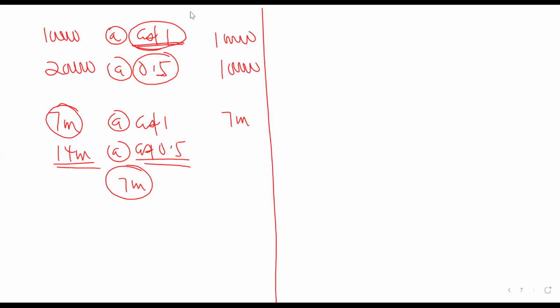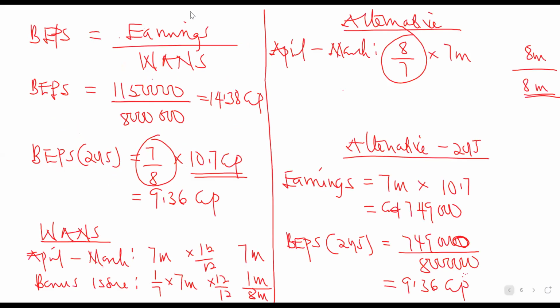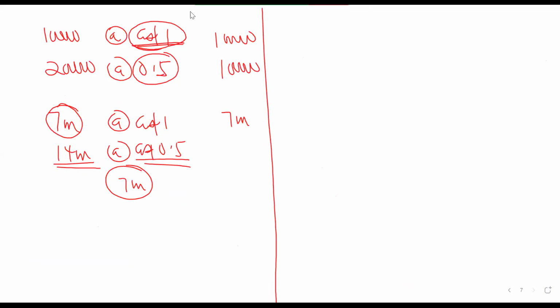So for the share split, we also go back and do our computation as if the share split was there in 2015. How do we adjust that? Let's come here. What is the share split ratio? We have 7 million. It is now 14 million. So what will be the share split ratio?